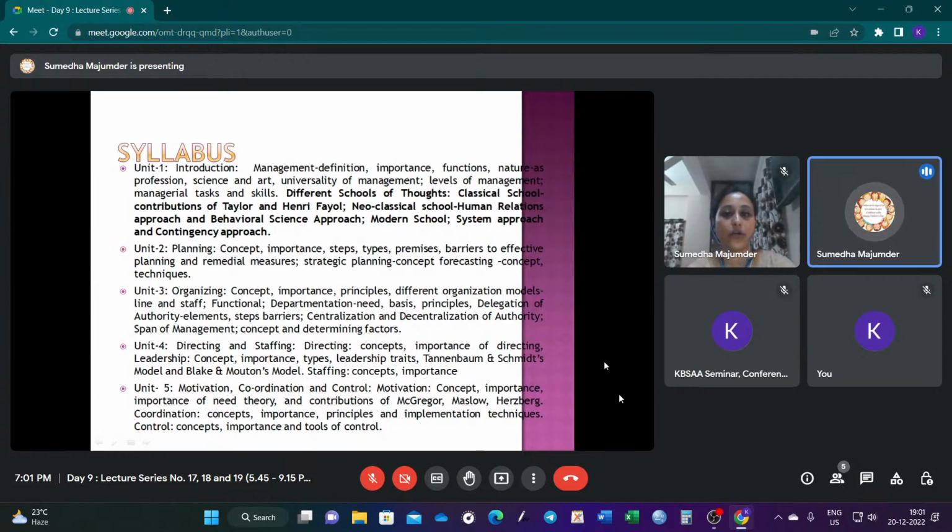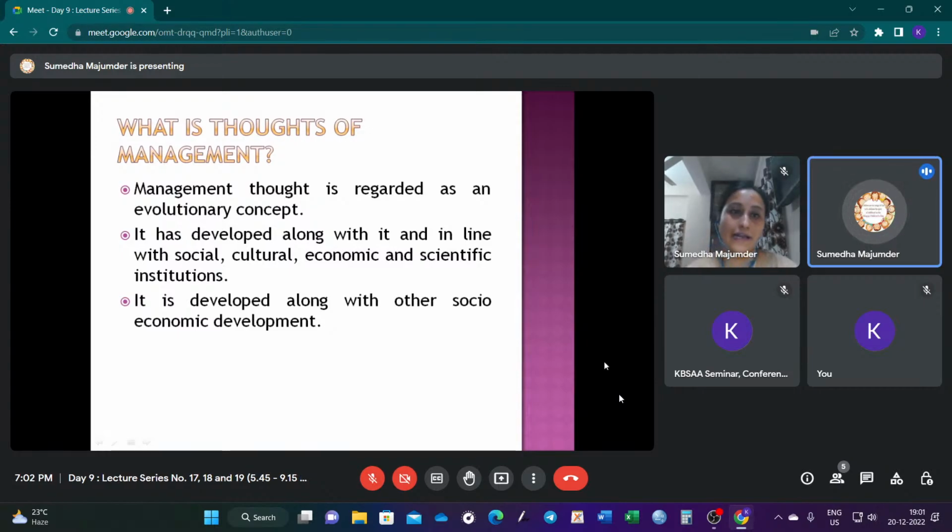Basically, in different school of thoughts of management, we have three approaches: the classical thoughts, neoclassical thoughts, and the modern approach. One by one, we will definitely discuss, and also the remaining chapters of these principles of management, that is the 5 primary functions of management. I am moving to the next slide. First of all, what is the thoughts of management?